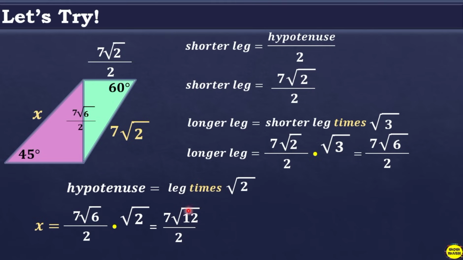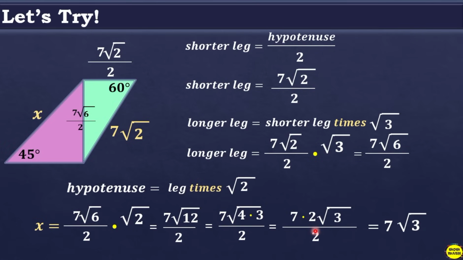Now, since 12 is not a perfect square, pero we can have factors of 12 where one of the factors is a perfect square. So, ano po yung mga factors ng 12? So, we have 4 times 3. So, we can have this. And then, yung 4 natin is a perfect square. So, square root of 4 is 2. So, ilalabas natin siya ngayon. So, we can now have 7 times 2, root of 3 over 2. Now, 7 times 2 is 14. 14 divided by 2, that is 7 square root of 3.